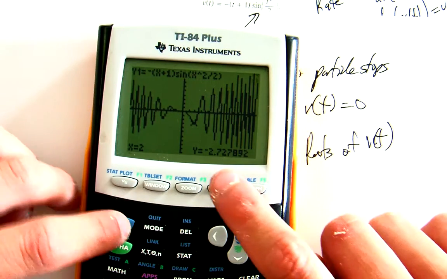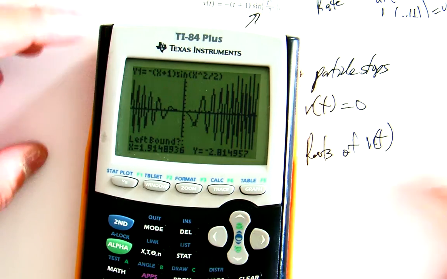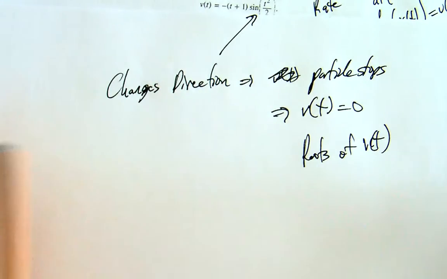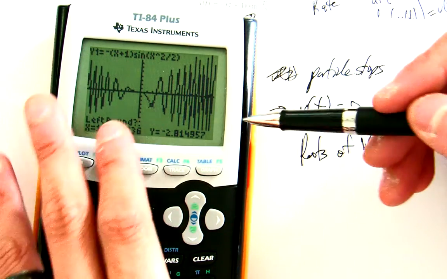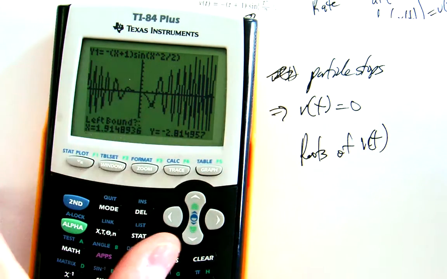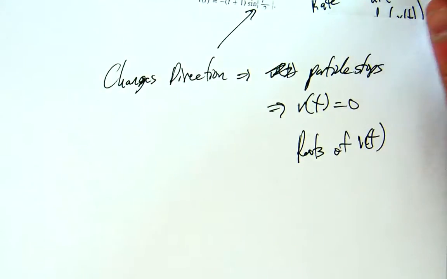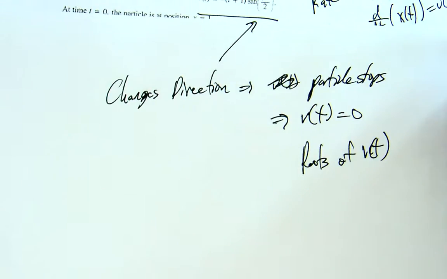Again, we go to second calculate, and this time we want the 0. And if you remember, what's our interval? Because look at this graph, it's all over the place, right? There's an infinite number of roots, and it looks like there will be as this goes on to positive infinity and negative infinity. So our interval is from 0 to 3. So then we just check from 0 to 3.